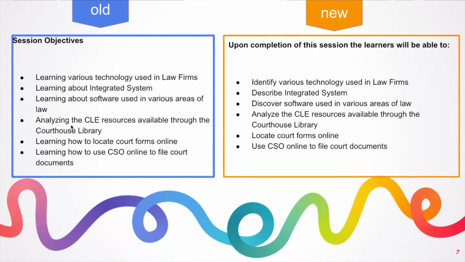For analyzing, I leave it that way because it's good. It's using the action verb, analyze. For learning how to locate court forms online, I just remove the first 3 words and say locate court forms online. That's an action verb. It shows how students could do something. For learning how to use CSO online to file court documents, I would just say use CSO online to file court documents. So this is how we modify the session objectives based on Bloom's taxonomy.